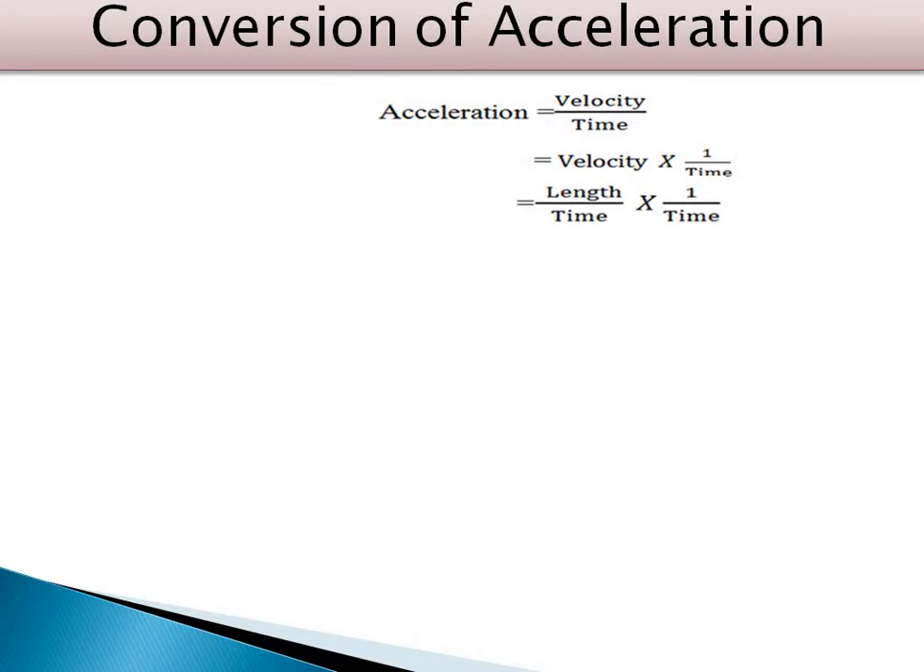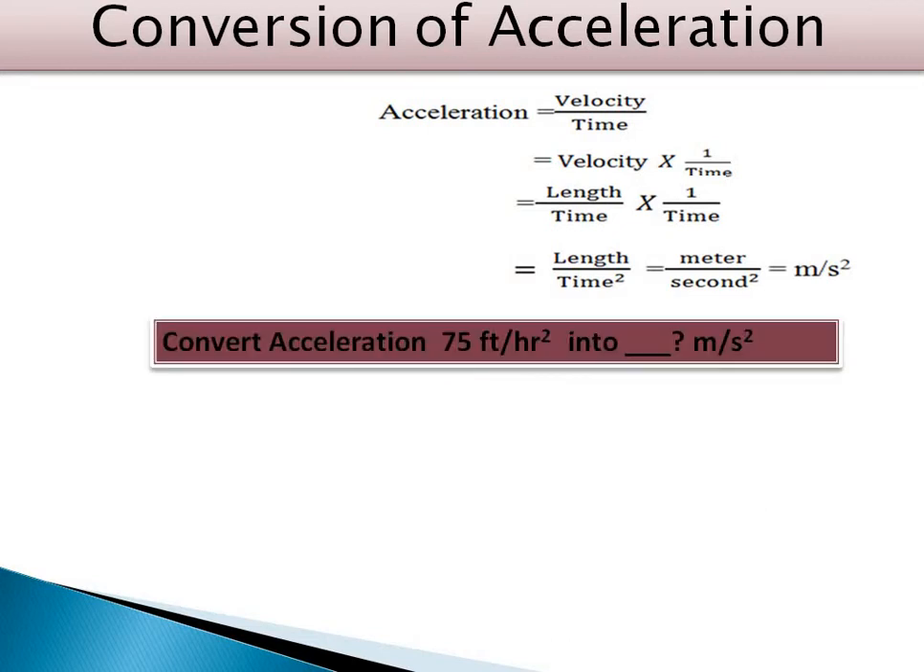So in the conversion of acceleration, what is meant by acceleration? Acceleration is nothing but velocity per unit time. And what is velocity? Velocity is nothing but distance per unit time. So I can write acceleration is equal to velocity by time, and velocity is nothing but length by time. So the unit of acceleration can be defined as length by time square. The unit of length in MKS is meter and time is second. So it will become meter per second square.